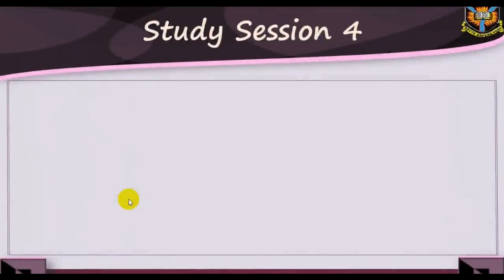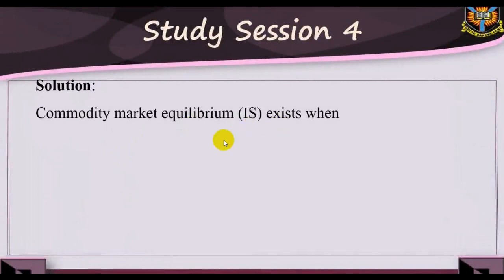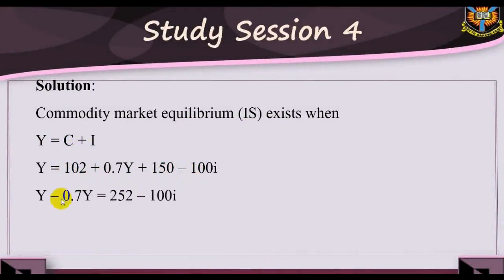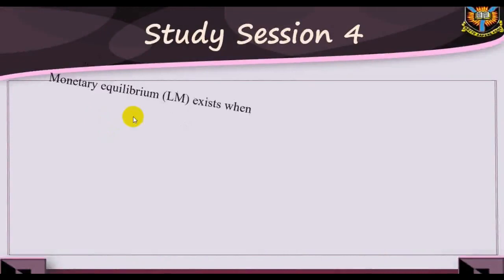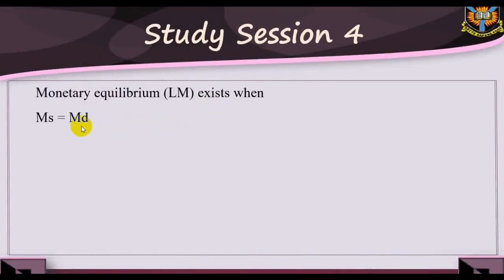Solution. Commodity market equilibrium IS exists when Y equals C plus I. Y equals 102 plus 0.7Y plus 150 minus 100i. Y minus 0.7Y equals 252 minus 100i. 0.3Y equals 252 minus 100i. 0.3Y plus 100i minus 252 equals 0. That's equation 1.